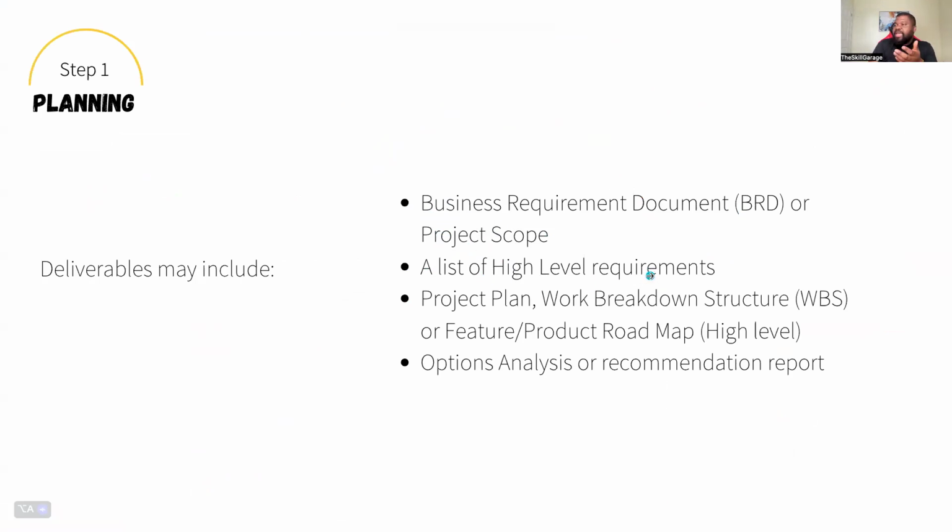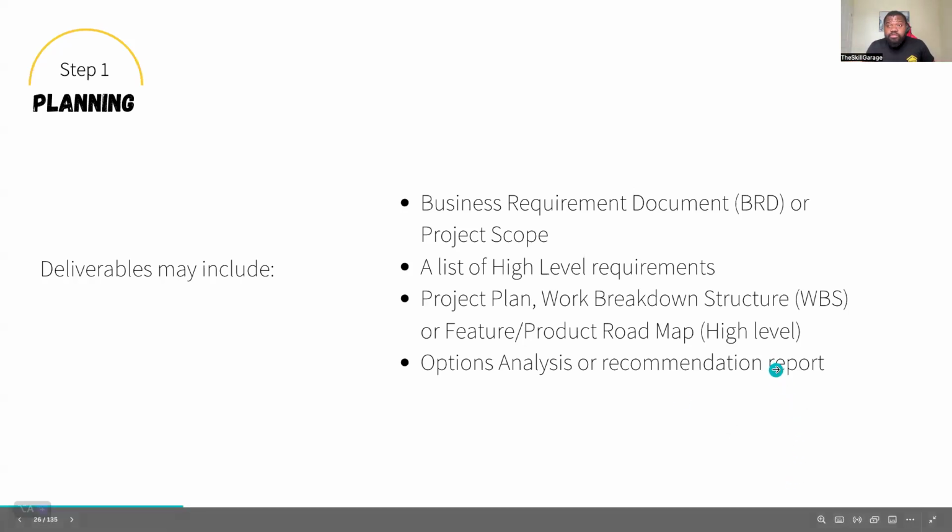a list of high-level requirements, sometimes a project plan, sometimes an options analysis. I remember somebody was asking, what software should I use to reach a wider audience? Is it this, is it that, is it system.io? We can do an options analysis for him, take about three of those tools and check them against his criteria. And then at the end of the day, we'll give him a recommendation report.